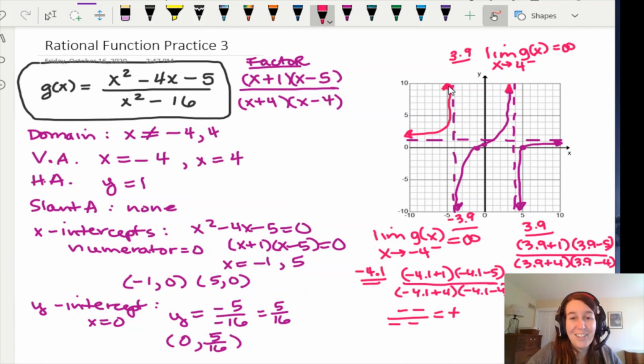So I know that part is a little complicated, right? But you really are just plugging in numbers and seeing what the function says, whether it's a positive number or a negative number.